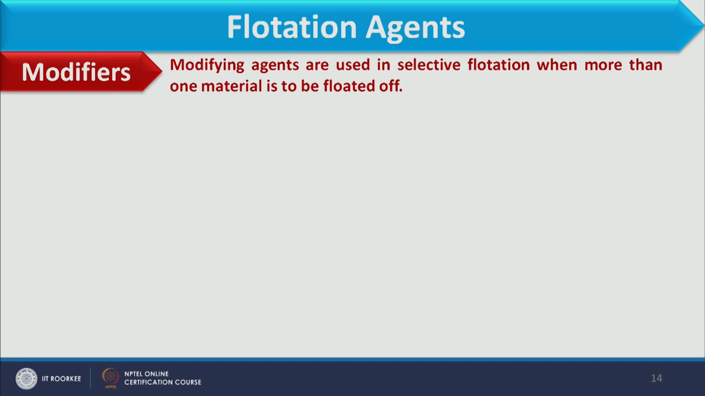The next flotation agent we have is the modifiers. Now what is the purpose of a modifier? These are used in selective flotation when more than one material is to be floated off. So here you see, when we have a mixture of compounds and we have to separate these compounds one by one, we have to decide the sequence in which they should be floated off.